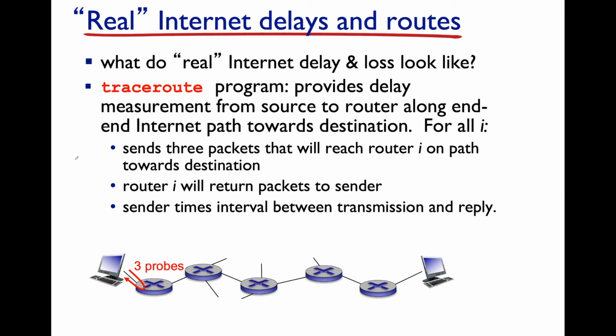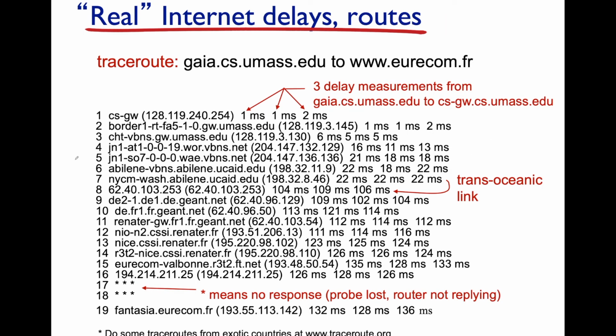All right, so the first 3 probes go out for the first hop. It starts a timer before it sends the probe and measures the amount of time that transpired when it gets a reply. And so it does those 3 and then shows you what those 3 are for the first hop, for the second hop, third hop, and so forth, going from source to destination. So this is an actual traceroute measurement.